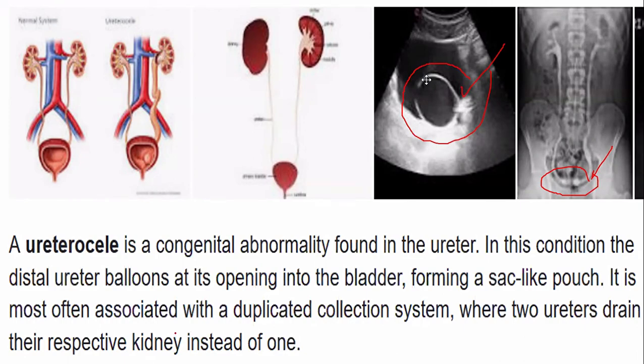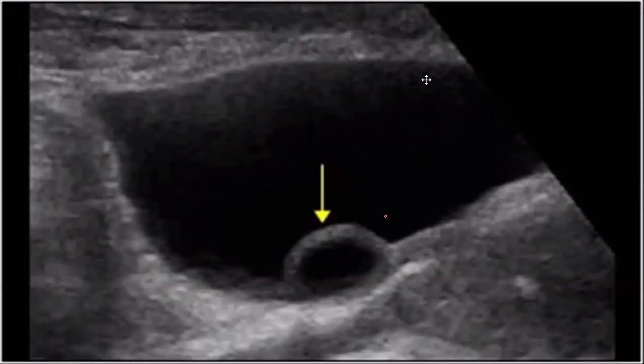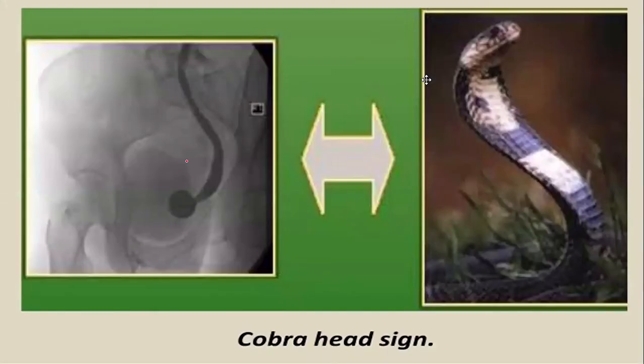Okay, so this is the ureterocele. This one is the upper pole. That is a ureterocele. That's the cobra head. That's the one. That is the cobra head.